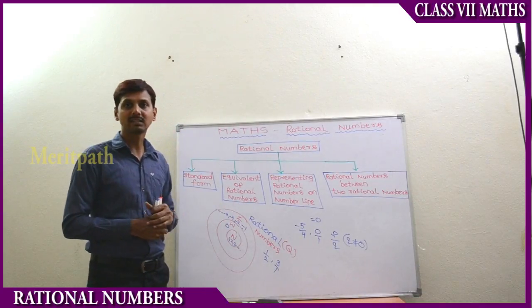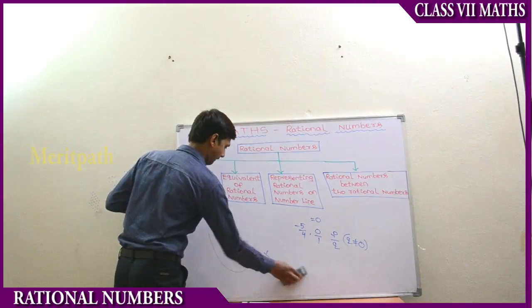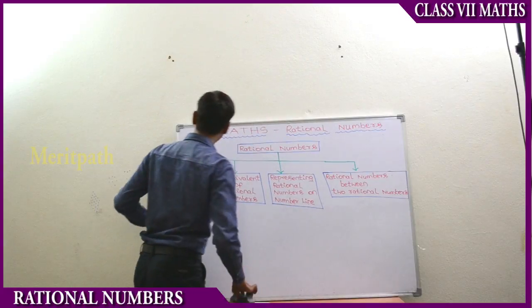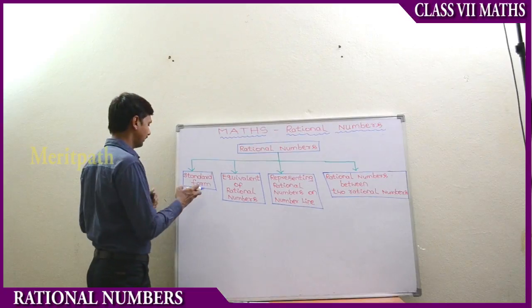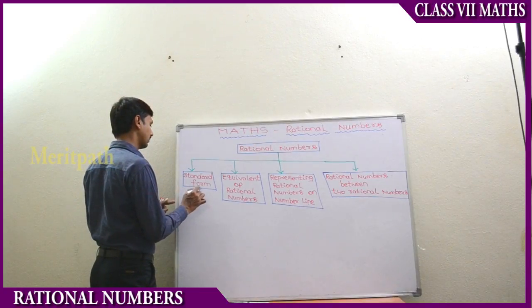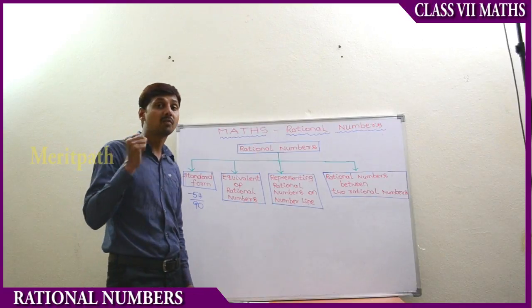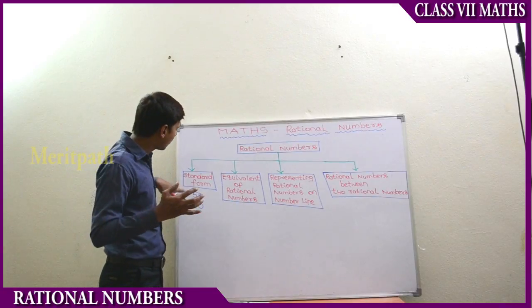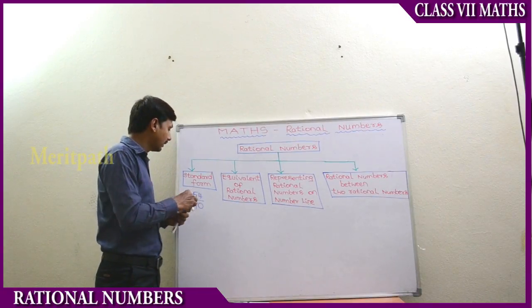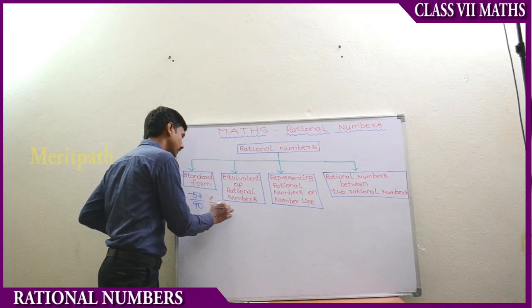So let's go to the next concept, that is the standard form of a rational number. If we take any rational number, for example, minus 54 divided by 90, we need to represent it in standard form. This is a rational number because it is in the form of p by q, where q is not equal to 0.